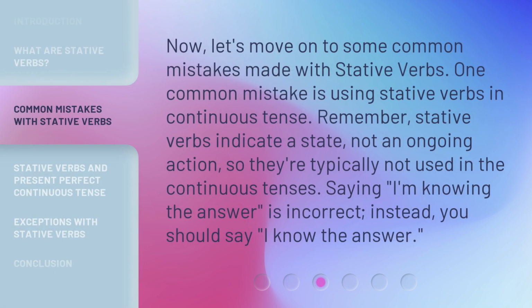Now, let's move on to some common mistakes made with stative verbs. One common mistake is using stative verbs in continuous tense. Remember, stative verbs indicate a state, not an ongoing action, so they're typically not used in the continuous tenses. Saying, "I'm knowing the answer," is incorrect. Instead, you should say, "I know the answer."